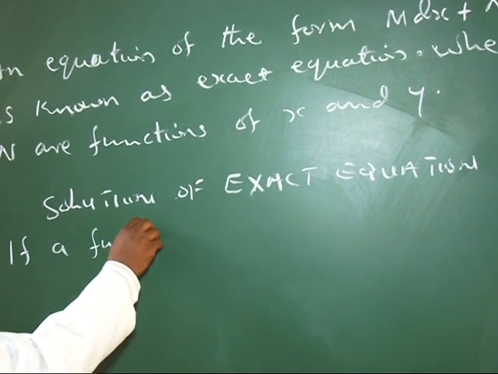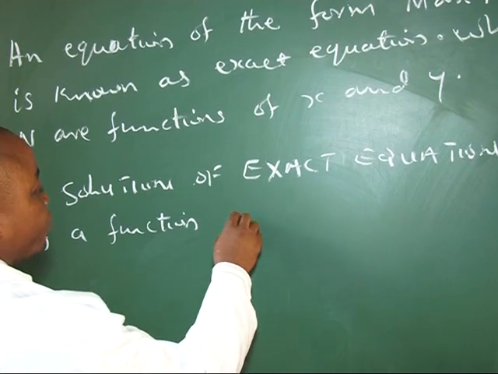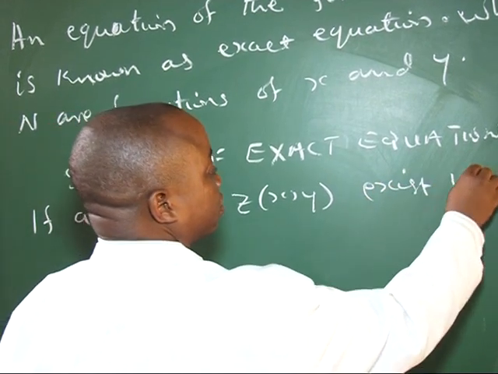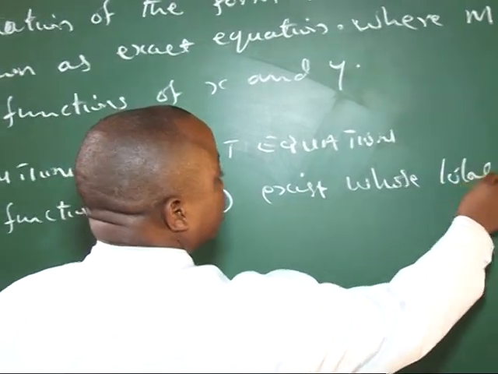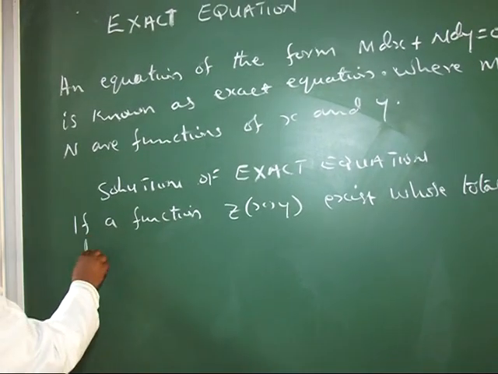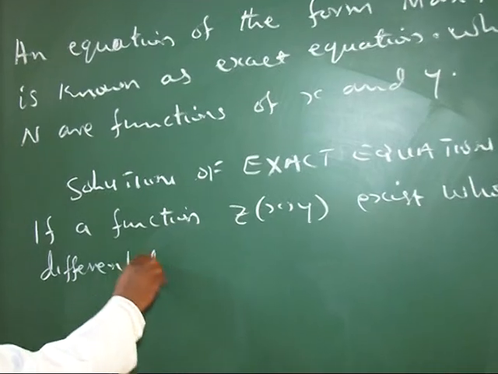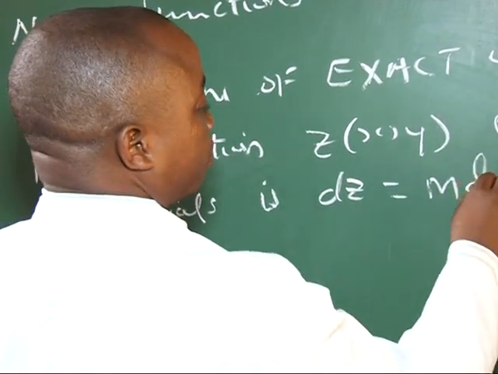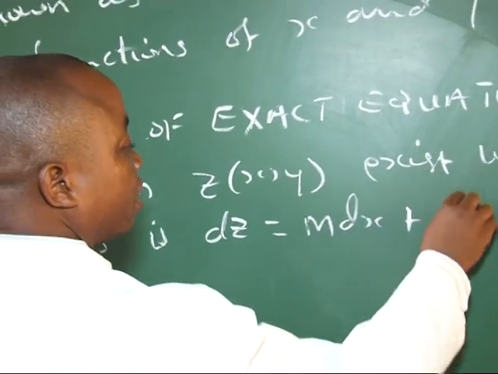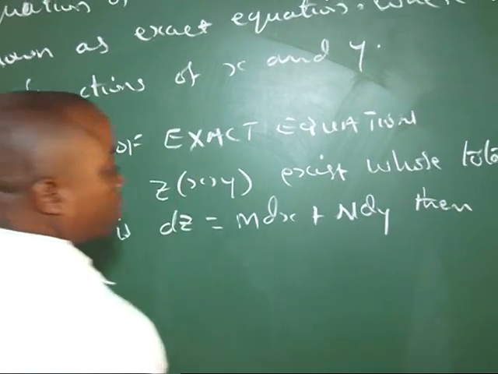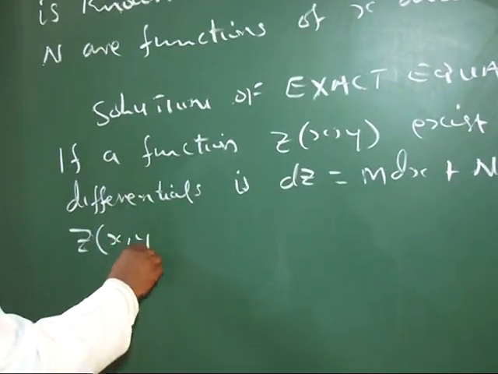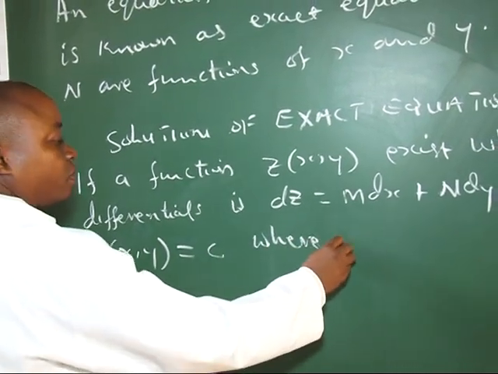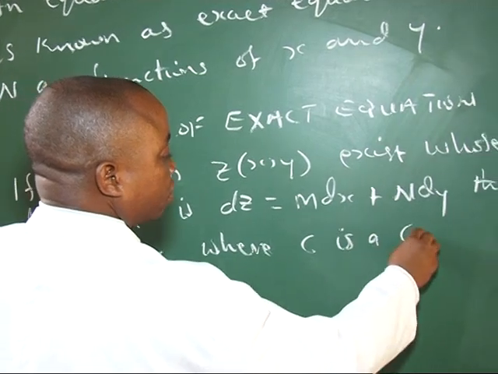If a function z of x, y exists whose total differential dz is equal to M dx plus N dy, then z of x, y will be equal to c, where c is a constant.